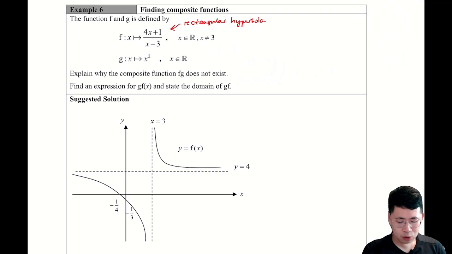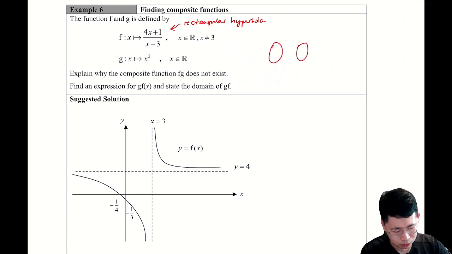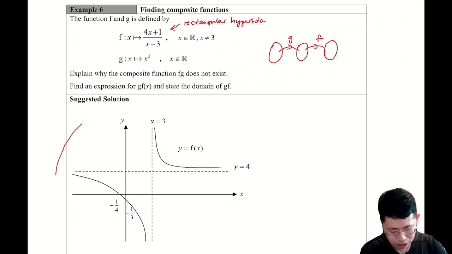So over here, we need to look at the range of g and the domain of f. You need to look at the range of the first function and the domain of the second function. In order to get these, we need to look at the graph. Mainly this is the graph that we are going to look at, the graph of f(x).